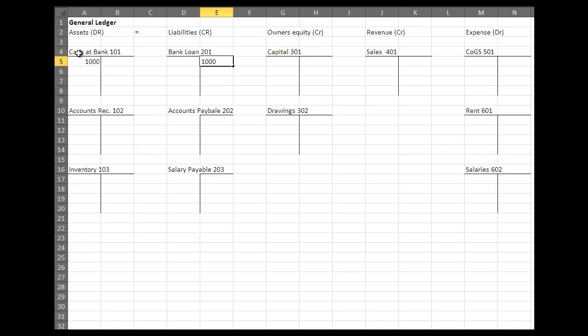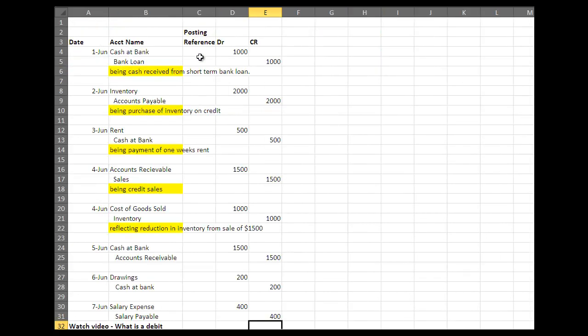Now there's a few more things we need to look at here. Cash at bank is number 101, bank loan is 201. So back to the journals, the posting reference, we can now signify we've posted this item by writing 101 in the posting reference. We can signify we've posted the bank loan by writing 201 in the posting reference.